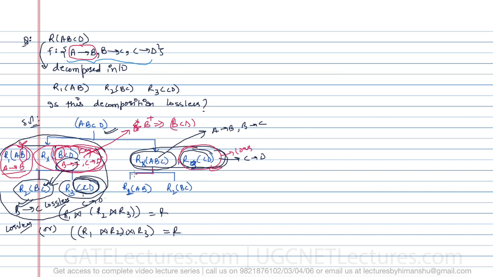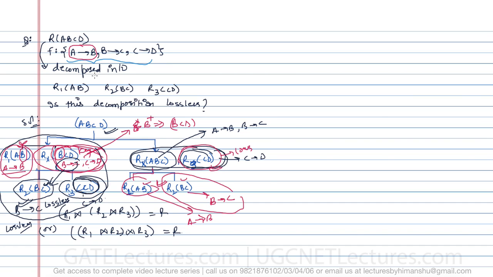And further, if you are going to break this one, now for this table we are going to get A determines B as the functional dependency, and for this table B determines C is the functional dependency. So the common attribute is B, and B is a key attribute in at least one of the tables, therefore this decomposition is also lossless.